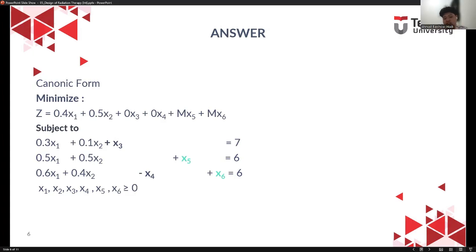In the canonical form: minimize Z equals 0.4 x1 plus 0.5 x2 plus 0 x3 plus 0 x4 plus Mx5 plus Mx6, subject to 0.3 x1 plus 0.1 x2 plus x3 equals 7, 0.5 x1 plus 0.5 x2 plus x5 equals 6, 0.6 x1 plus 0.4 x2 minus x4 plus x6 equals 6, and x1, x2, x3, x4, x5, x6 greater than or equal to 0.